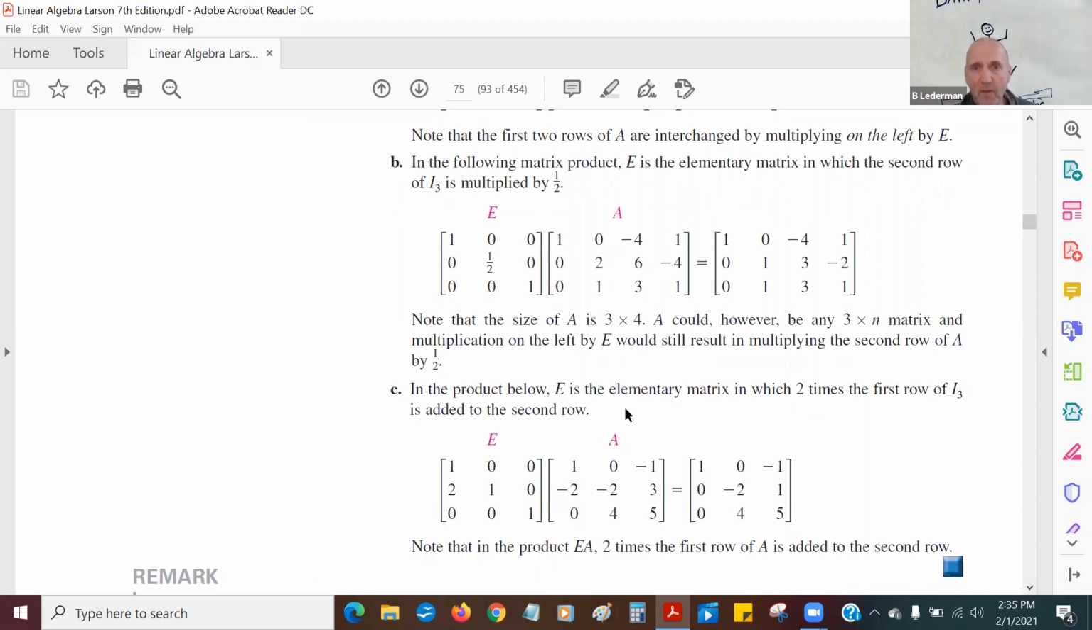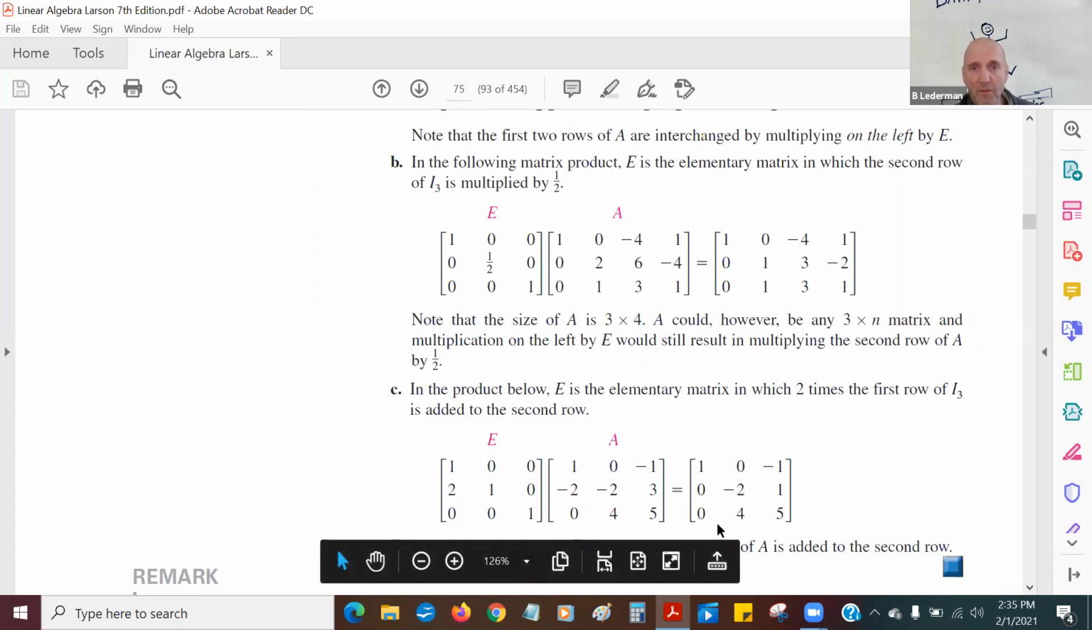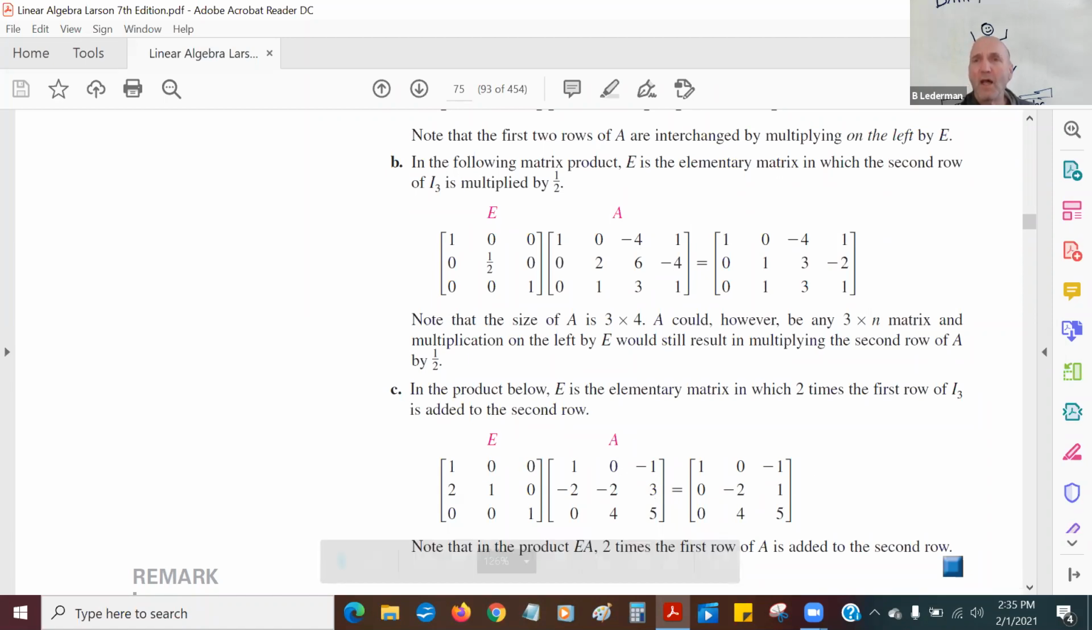And if you noticed, when I multiply by matrix A, what did I get here? Well, the top row is the same as A. The bottom row is the same as A, but if you notice, I have a 0 here. Why is it a 0? Well, if I add 2 times 2 to the negative 2, I get 0. If I add 2 times 0 to the negative 2, I get negative 2. If I add 2 times negative 1 to the 3, I get positive 1. And that is how this works.